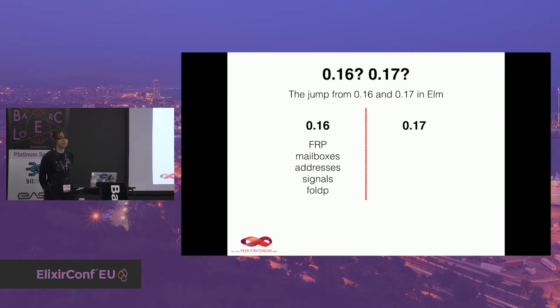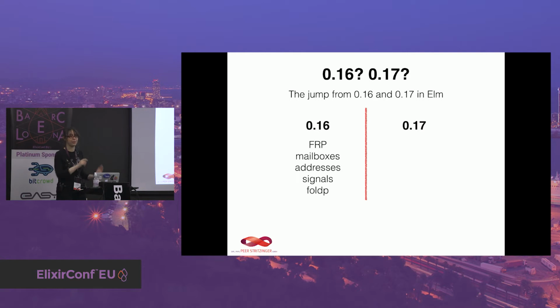So about Elm, I'm going to talk about version 0.16 because we're still on 0.16. And from 0.16 to 0.17, they removed a bunch of stuff. They removed functional reactive programming, mailboxes, addresses, signals, and foldp. So if you see any of that and you're doing Elm now, you don't need to know about that. It's gone. So don't worry about it.